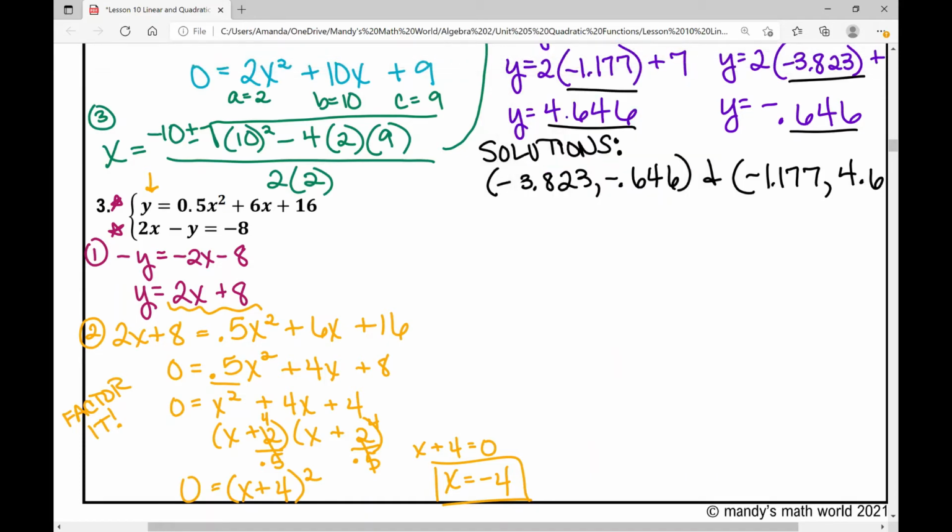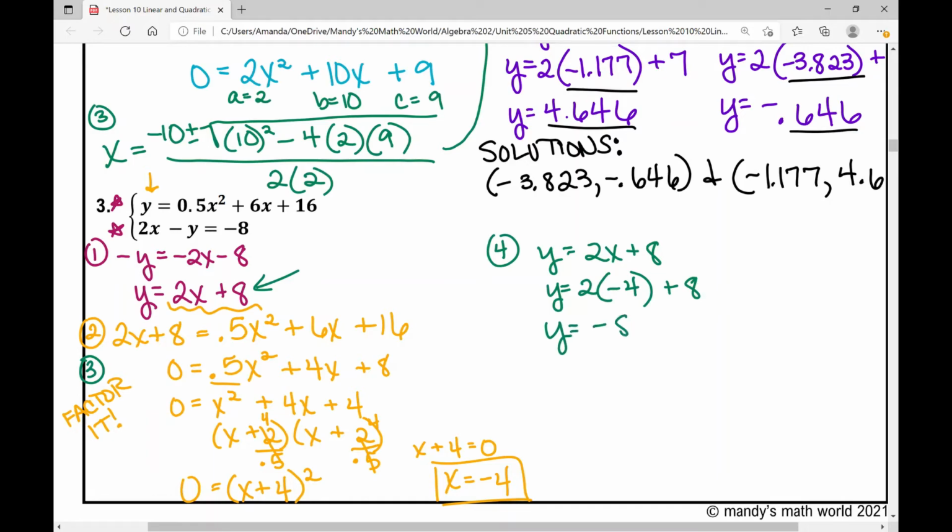So at this point, now I need to determine the y value of this solution. So this portion right here where we solved it, that was step number 3. I'm going to go over here to step number 4. I'm going to take this -4 and plug it into any equation, and I'm going to solve for y. Which one would you like to use? I think this equation would be easiest. y equals 2x plus 8. y equals 2 times -4 plus 8. In this case, what is y? 2 times -4 is -8. -8 plus 8 is 0.